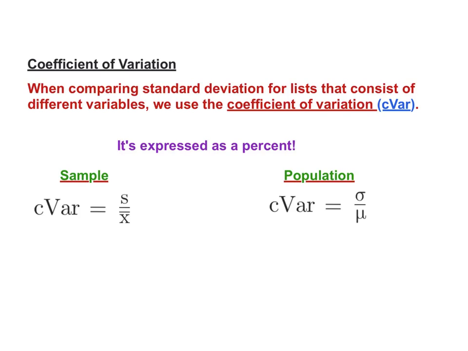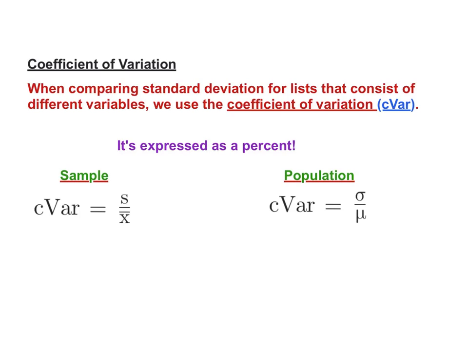Standard deviation divided by mean. Obviously, under the sample column, you have the sample symbolism. Under the population column, you have the population symbolism. Standard deviation divided by mean. Yes? We're both correct. Both are standard deviation divided by mean. One is the sample standard deviation and sample mean. One is the population standard deviation and population mean. Okay?